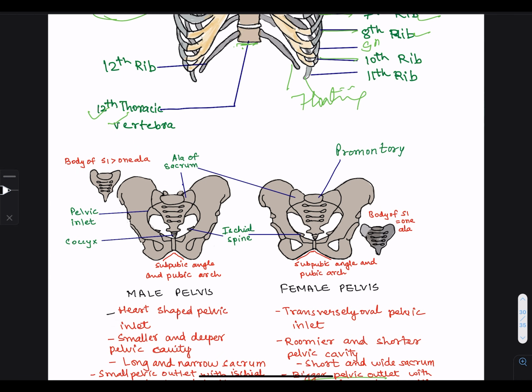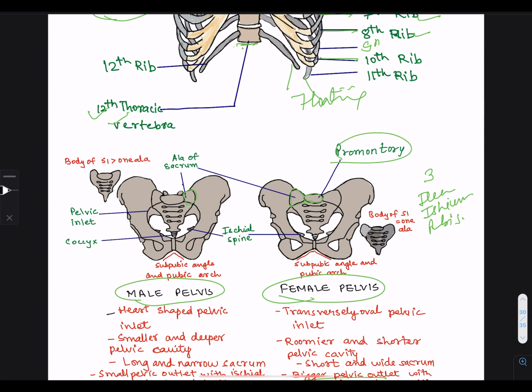Coming to the structure of the hip bone. This is the male pelvis and this is the female pelvis. Hip bone is made up of 3 bones, that is ilium, ischium and pubis. This part is known as sacral promontory, and this part is known as ala of the sacrum. This part is known as the pelvic inlet. This is the coccyx. These bony structures are known as ischial spine. This is the subpubic angle or the pubic arch.